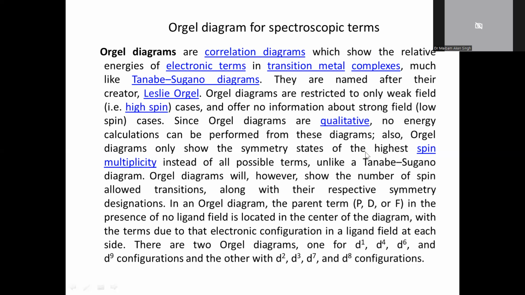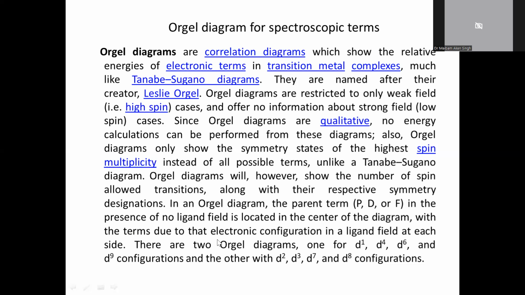There is no information about the strong field because it is qualitative; no energy calculation can be performed. The diagram only shows the state of the highest spin multiplicity, that means maximum number of unpaired electrons with parallel spin. We can say another term: the number of spin-allowed transitions, as we know, allowed versus forbidden transitions.